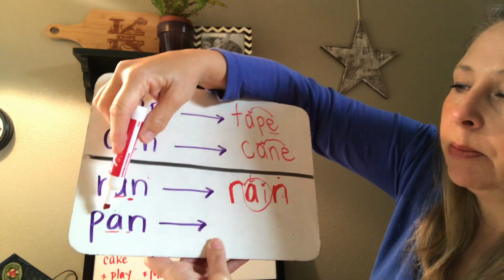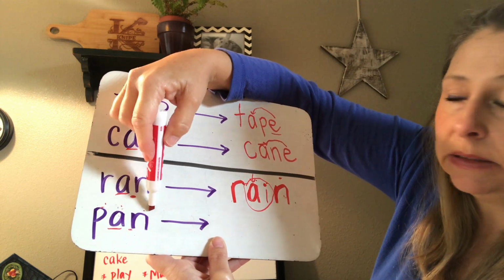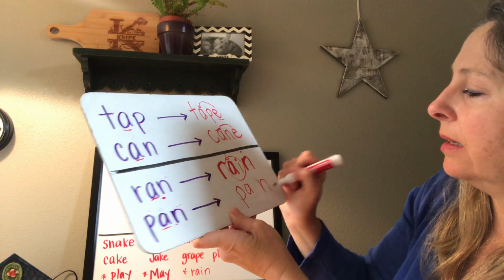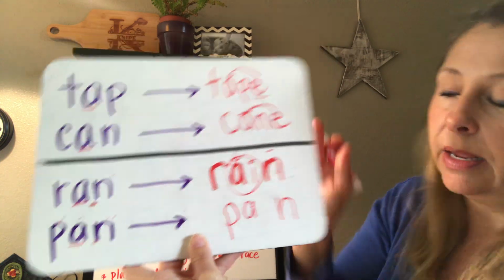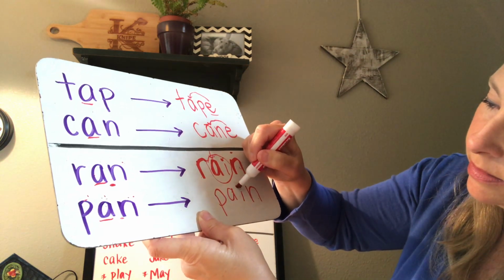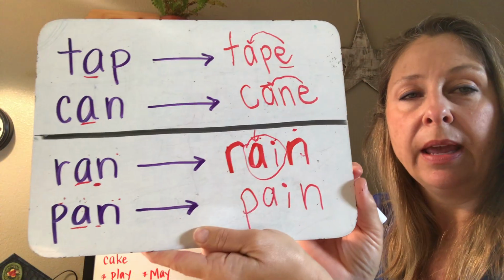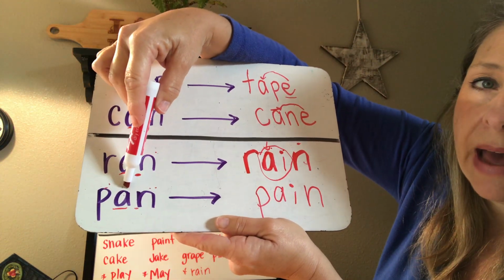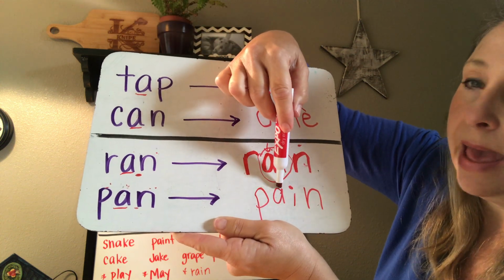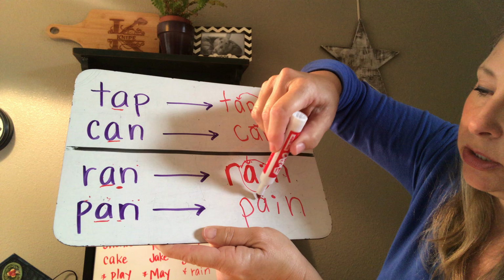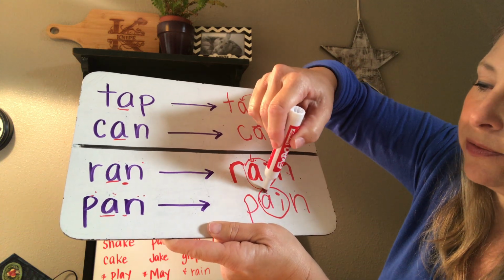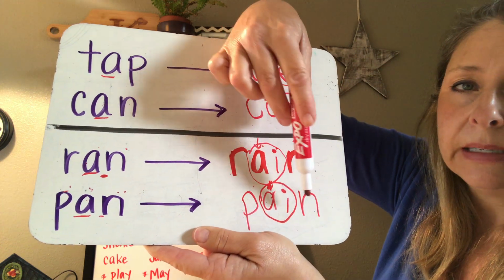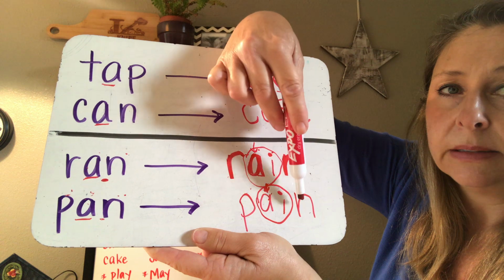So what happens if I take P-A-N, pan, and I put an I right here after the A? So now we went from pan, A saying ah, to now saying pain. Because when two vowels go walking, the first does the talking. So now we're talking about pain.